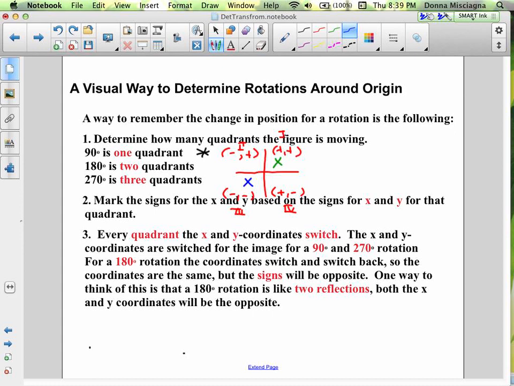I also have another way, if remembering rules is more your thing than trying to visualize which quadrant you're moving to, I also have some rules you can use as well. But one way is visualizing what quadrant you're going to. Another way you can think of a 180 degree rotation is that it's like 2 reflections. So both the x and the y coordinates will be the opposite.